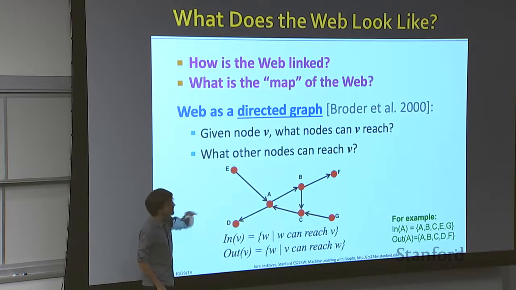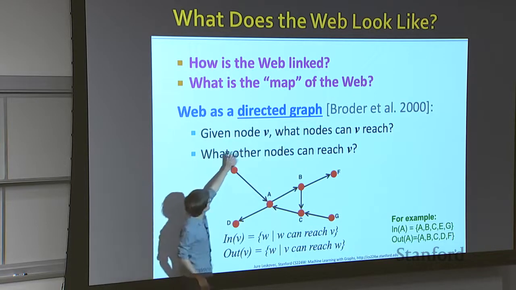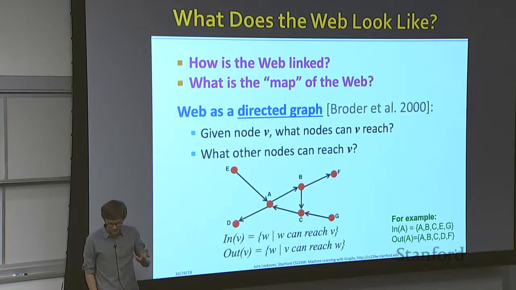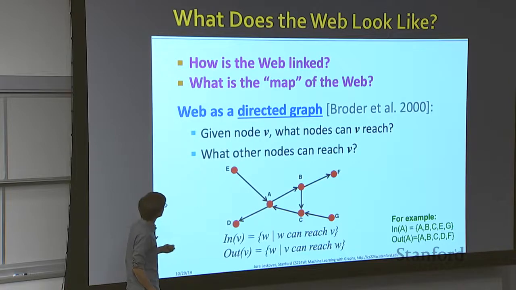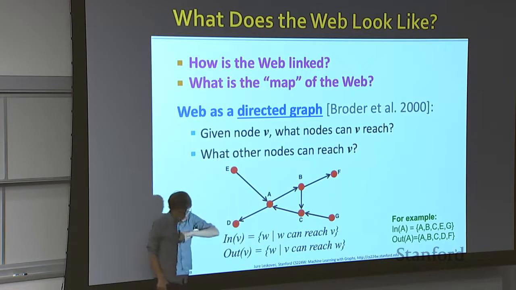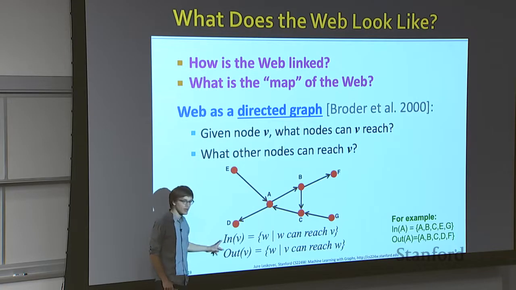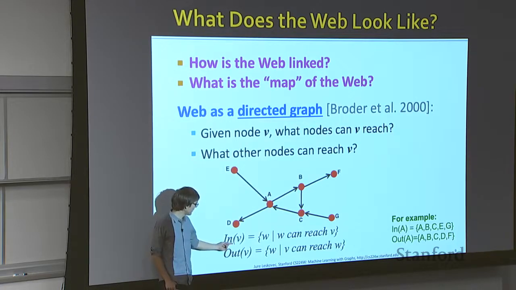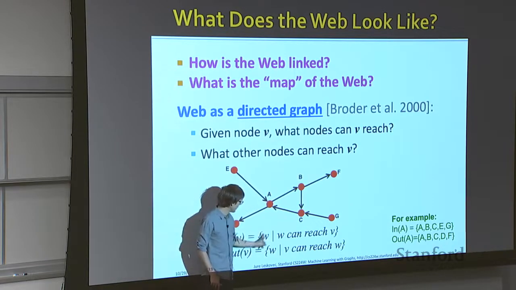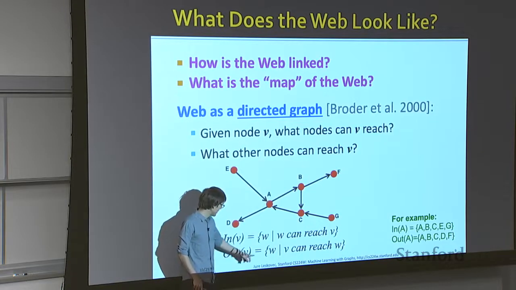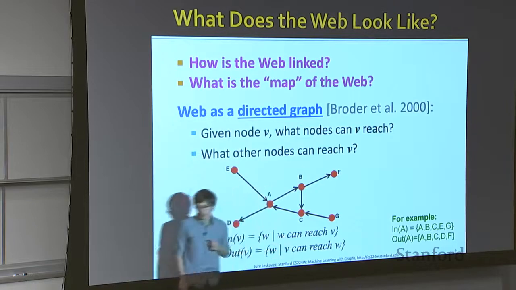The question they were asking is, how is the web organized? Given a node V, what other nodes can we reach from that node V? That was what they were asking themselves. And the question is both what can we reach going out from V, but also who else can reach this arbitrary node V? So we will define two sets: an in component and an out component. The in component of V is all the nodes W where W can reach node V. And the out component is all the nodes W where V can reach W.